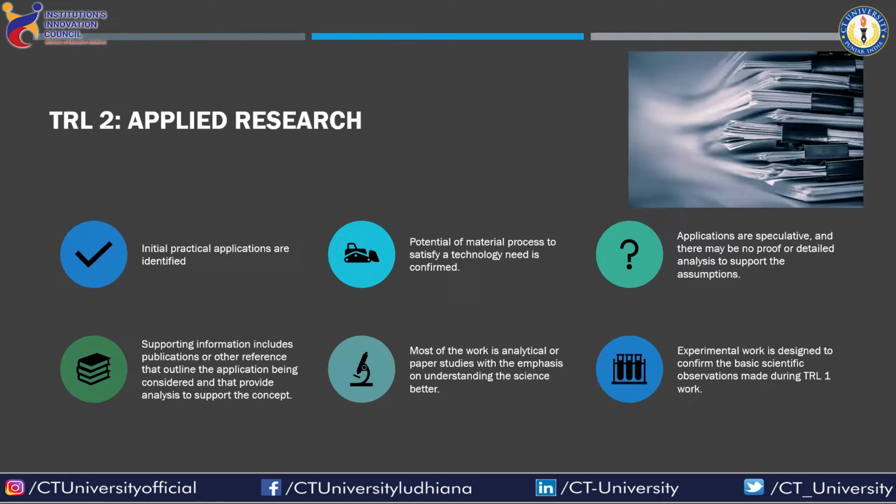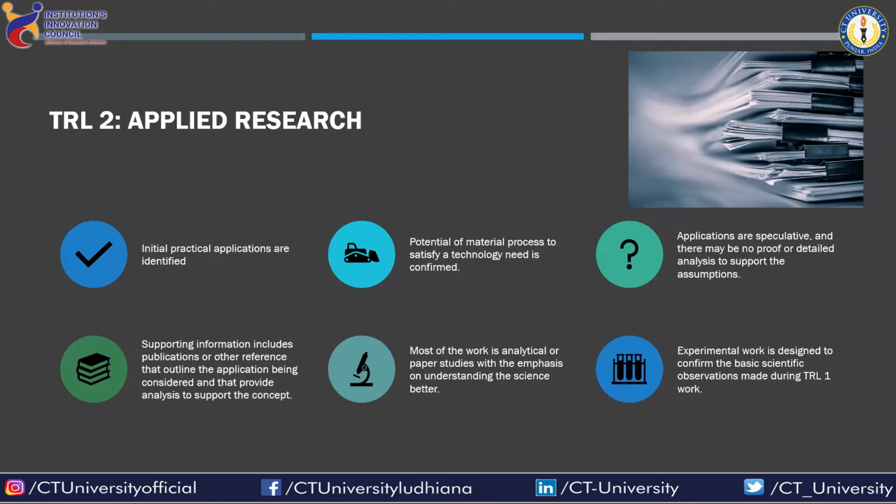We have to do some applied research in the second phase of the TRL level, and include some supporting information. If we have to file some patents and we are thinking about having them granted in future, we have to have some basic research. We have to have some research papers showing that the technology is actually useful for the world also. We have to have some market research in this portion. Most of the work is analytical or paper studies, with the emphasis on understanding the science better. We have to understand the science behind our product.